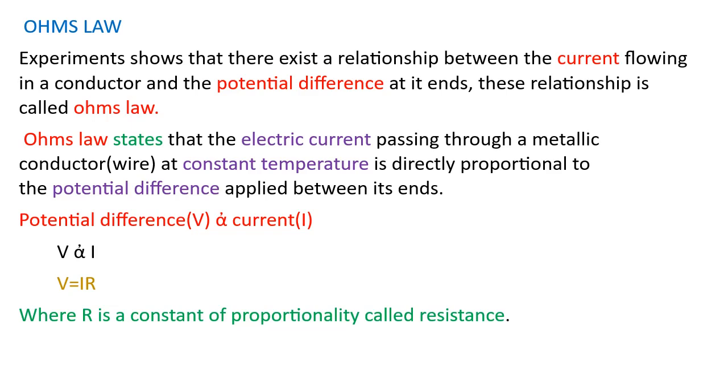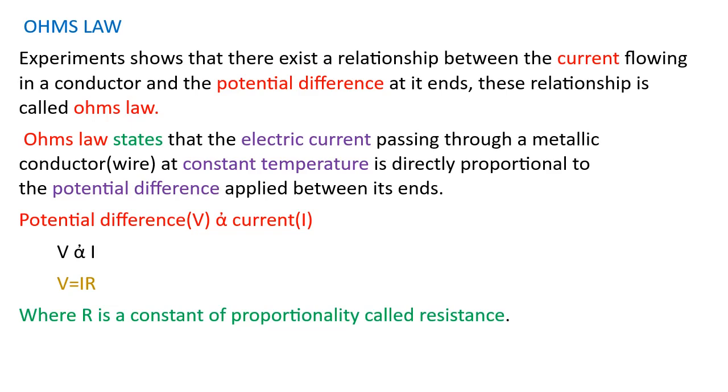What is Ohm's Law? Ohm's Law states that the electric current passing through a metallic conductor, that is a wire, at constant temperature is directly proportional to the potential difference applied between its ends. Note, at constant temperature. If the temperature is not constant, Ohm's law will not be obeyed.